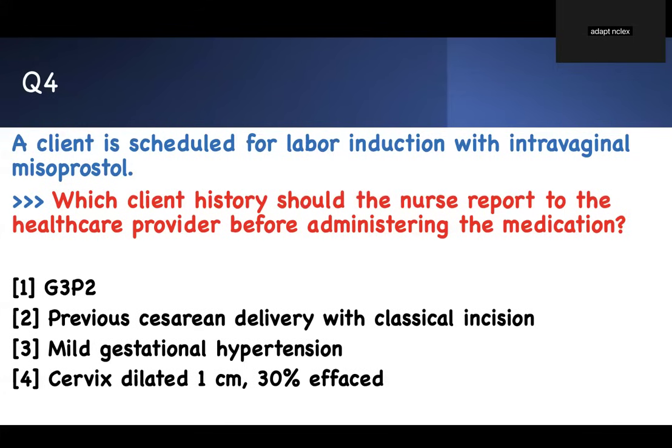This is one medication. Before we give it to you, we have to take certain history. Is it because you had 3 babies before, or 3 pregnancies? And you have 2 babies and now you're pregnant again? Or is it because you have a previous C-section? Or because you have gestational hypertension? Or because you dilated 1 centimeter, 30% effaced? That's the latent stage, right? Which one will make me worry?